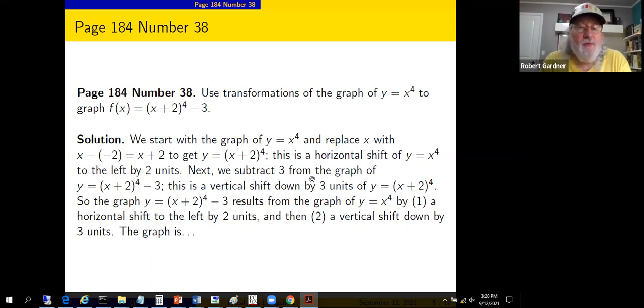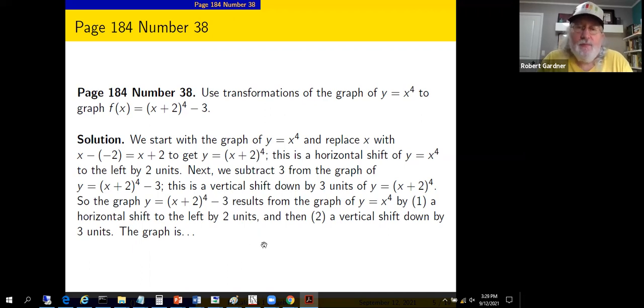Okay, we still need to get the -3 stuff, so we'll subtract 3 from that. We subtracted 3 from the graph. This is equivalent to a vertical shift down because we subtracted 3, because of the negative. So a shift downward by 3 units of the previous graph. So the desired graph results from taking the library of functions y equals x to the 4th graph and doing 2 things. First, a horizontal shift to the left by 2 units, and then a vertical shift down by 3 units.